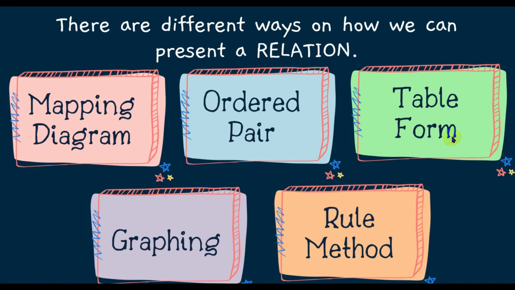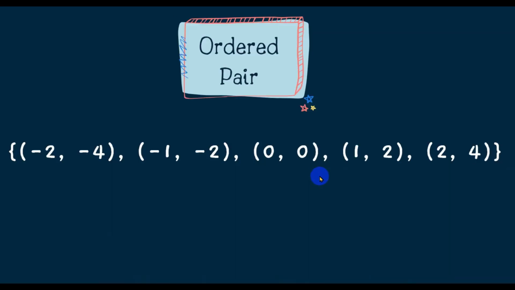And then for table form, meron tayong column and rows, nandun yung values ng X, nandun yung values ng Y. We also have graphing. Syempre, pag graphing, may Cartesian plane tayo. Then, the rule method, ito po ay mathematical equation that describes the relation between the X values and the Y values. So, let's have another example. So, we have here the ordered pair or the listing method.